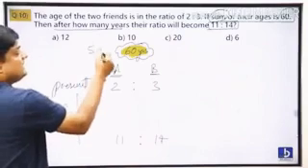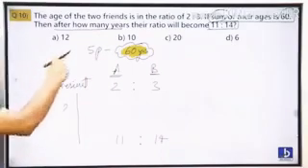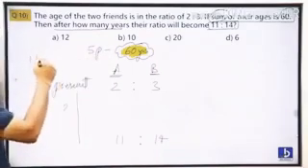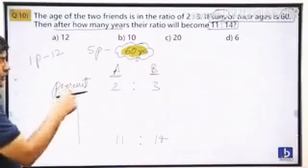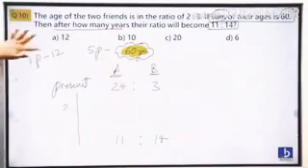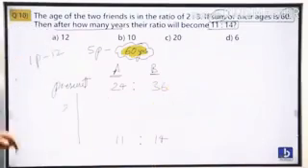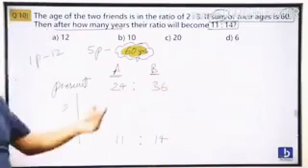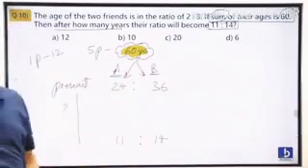When 5 parts is 60, what is 1 part? 12. You can break it in your brain. 60 by 5 is 12. Following? 1 part is 12. A, first friend is 2 parts. 2 parts means what? 24. 1 part 12, 2 parts 24. 1 part 12, 3 parts 36. Following, everybody? The first step you have done is breaking the sum into parts, 2:3. The first step is over.